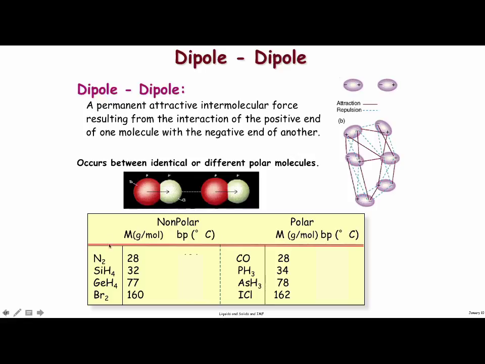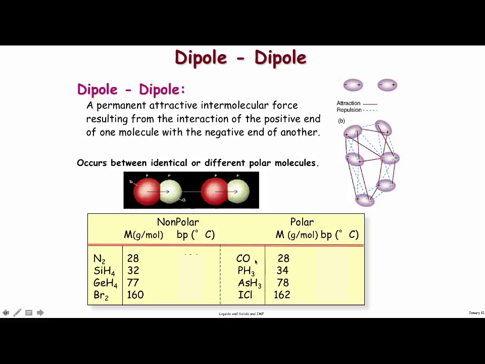Now, the chemicals here on the left are all nonpolar. These are its boiling point. The molar mass of nitrogen is 28. The molar mass of silicon tetrahydride is 32. Germanium tetrahydride is 77, bromine is 160.